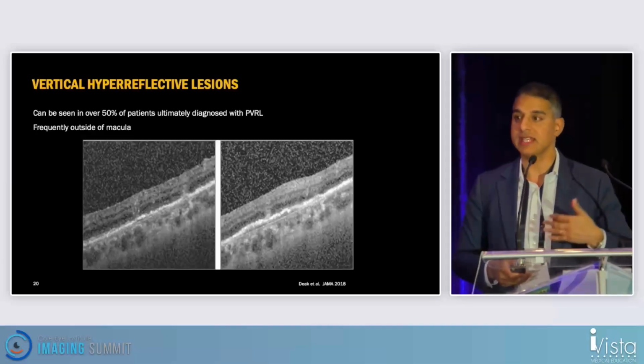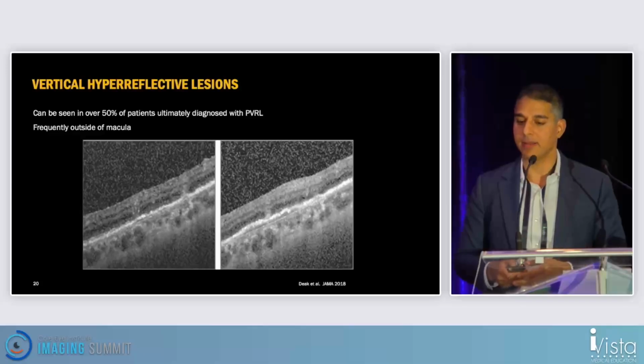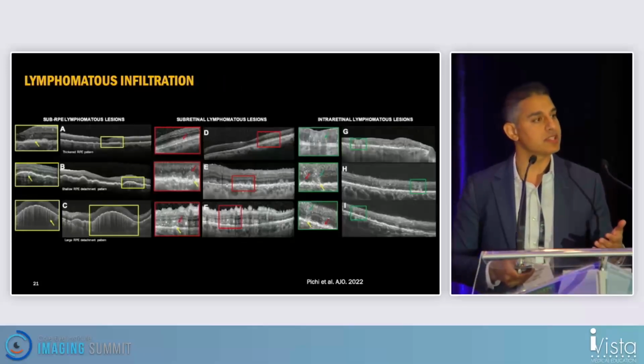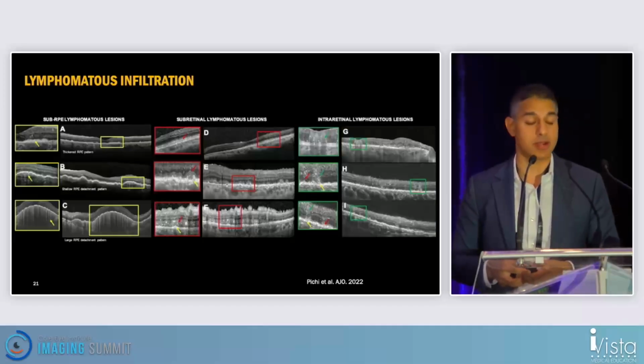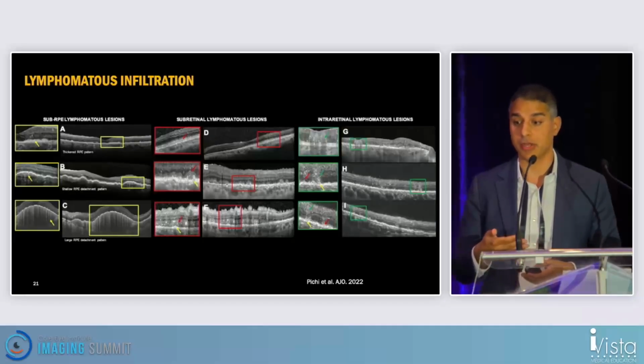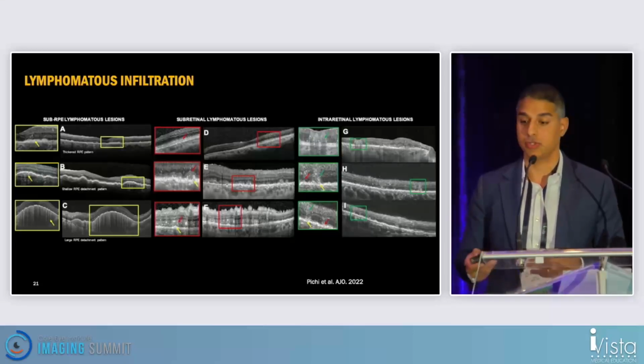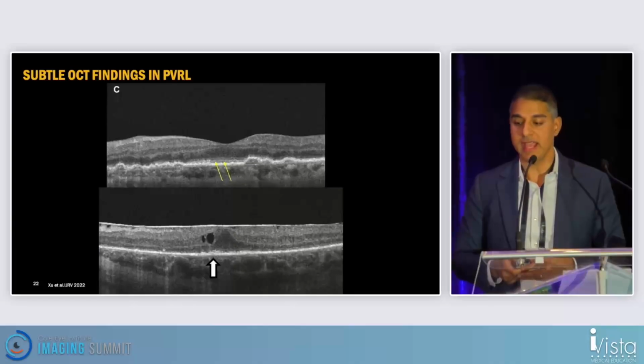So if you see something that looks a little bit white in the retina, it's always good to put that OCT scan through it. And just remember, lymphomatous infiltration can be practically anywhere in the retina. It could be under the RPE, it could be under the retina, or it could be intraretinal, as we just discussed.